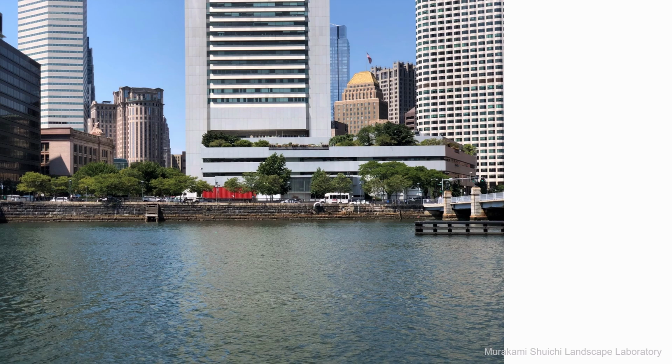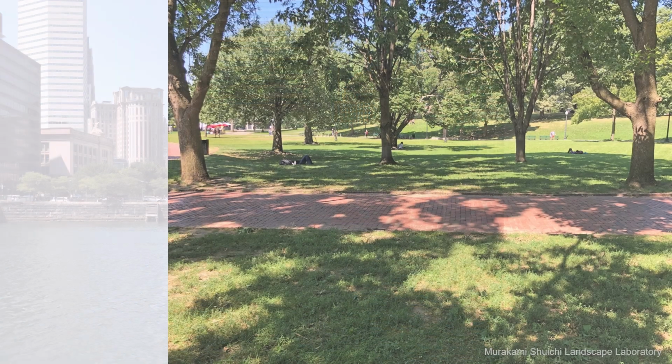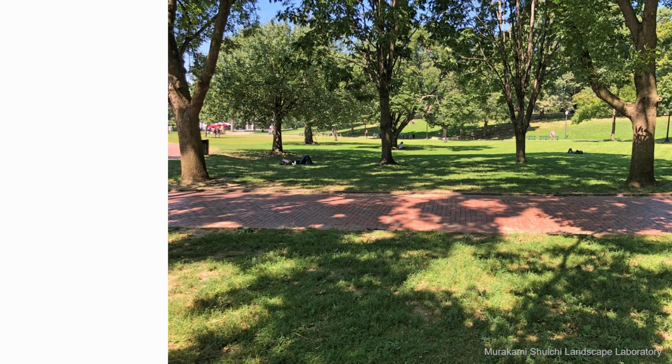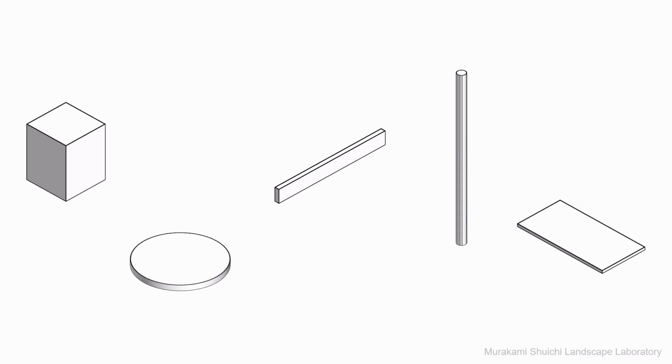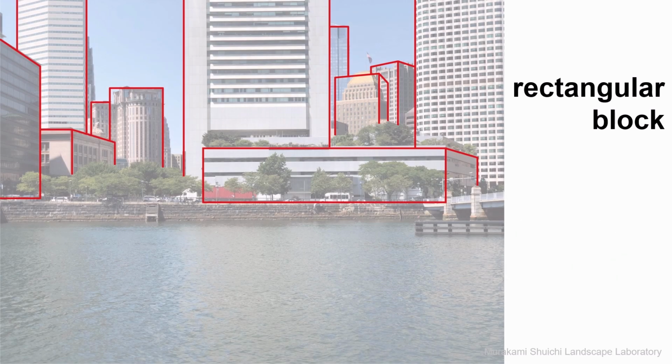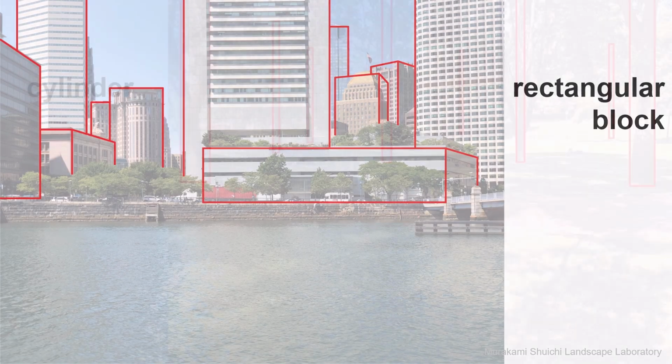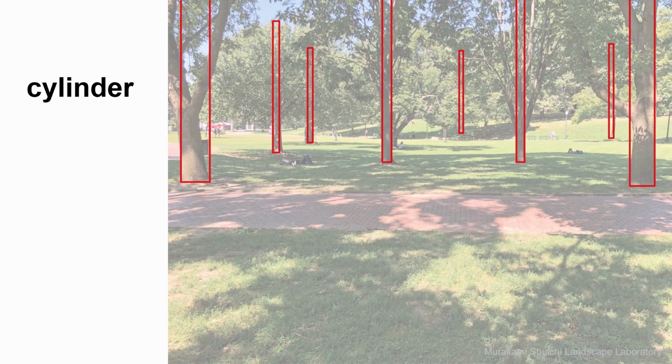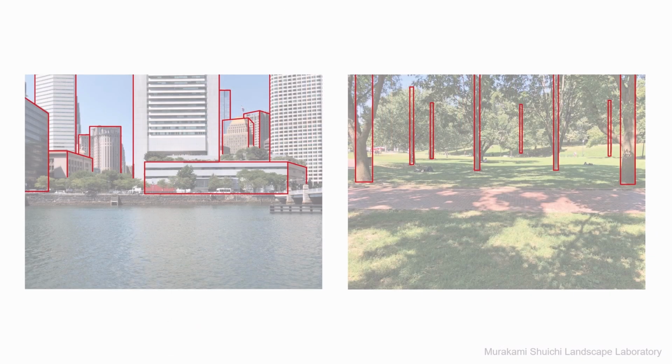The landscapes we see every day are full of complex and diverse shapes. But when we imagine them as simple three-dimensional forms, their overall structure and relationships become clear. For example, buildings can be seen as rectangular blocks and tree trunks as cylinders. By thinking this way using 3D geometric shapes, we can better understand the spatial structure of the landscape, including its depth and sense of volume.